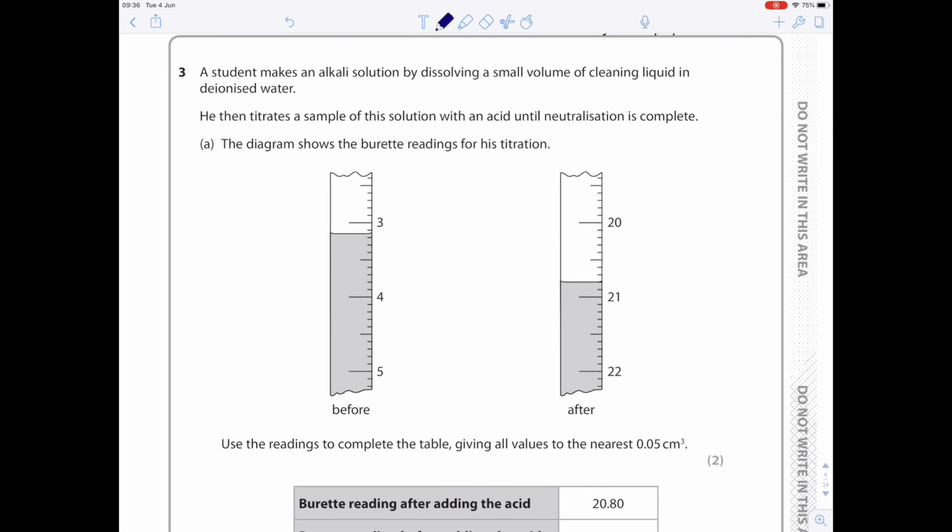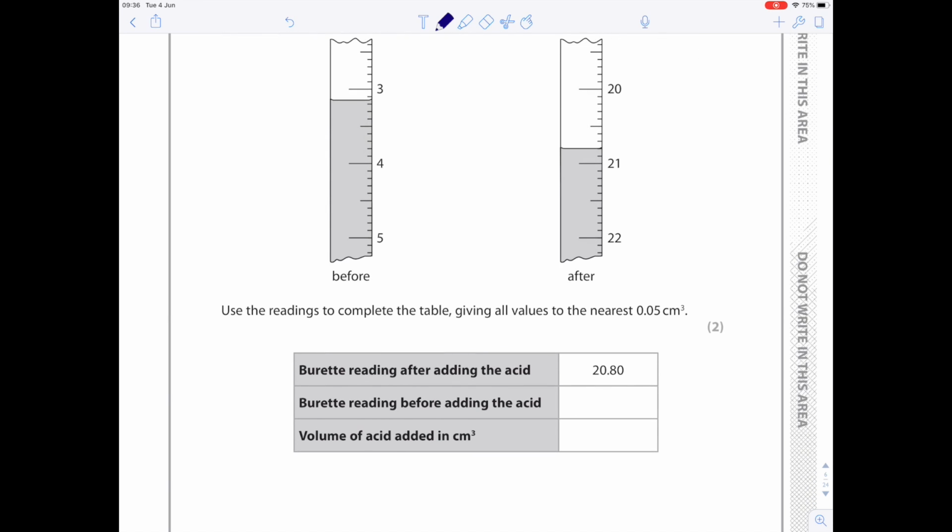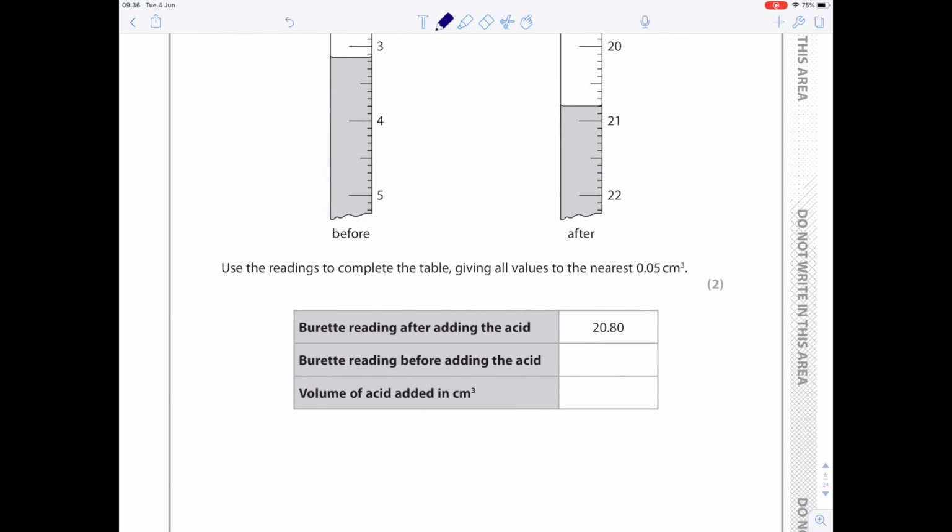A student makes an alkali solution by dissolving a small volume of cleaning liquid in deionized water. He then titrates a sample of this solution with an acid until neutralization is complete. The diagram shows the burette readings for his titration. Use the readings to complete the table, giving all values to the nearest 0.05 centimeters cubed.